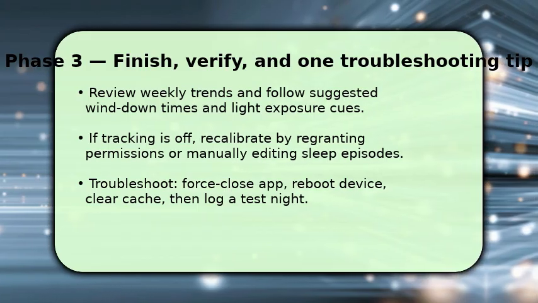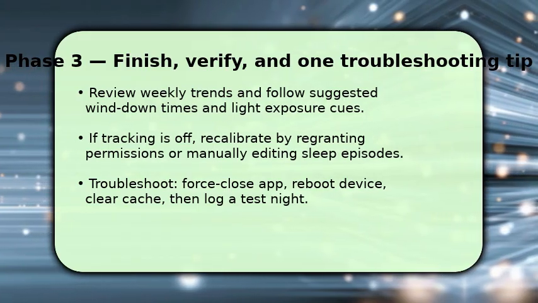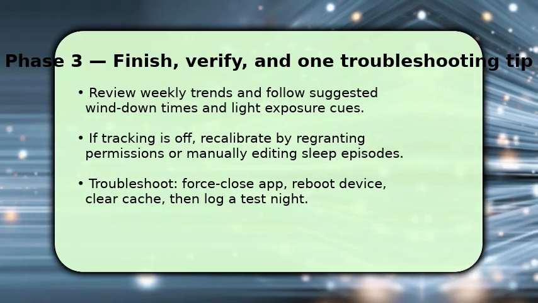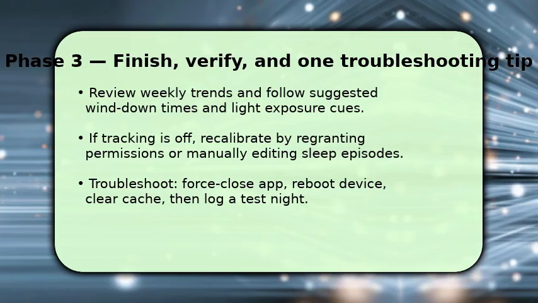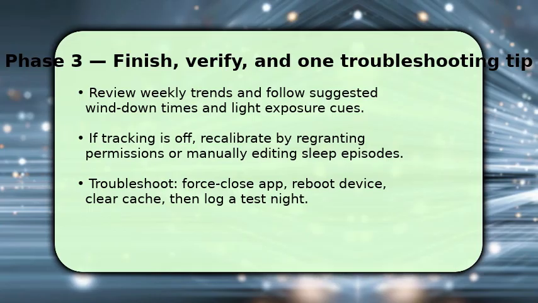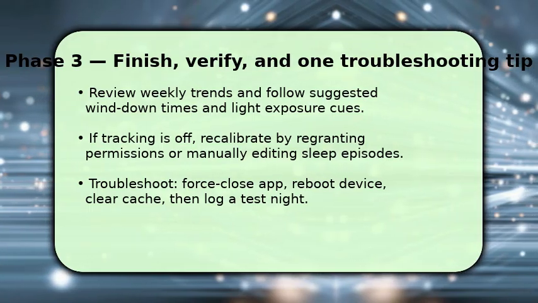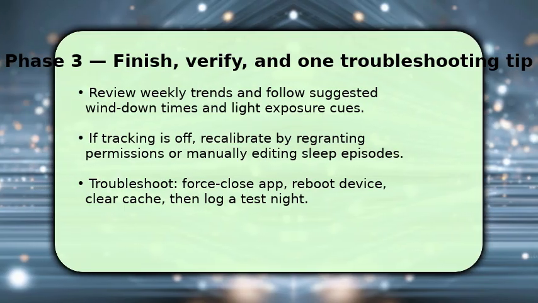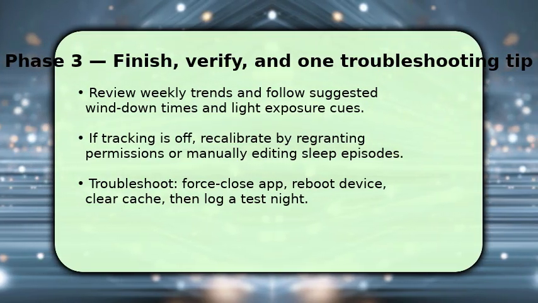If you notice tracking errors, recalibrate by regranting sensor permissions or editing a sleep episode manually, which corrects your baseline. If things still go wrong, force close the app, reboot the device, and clear the app cache. Then log a controlled test night to confirm data flows correctly, and your recommendations return to expected accuracy.